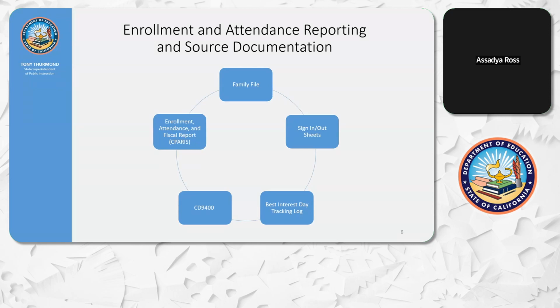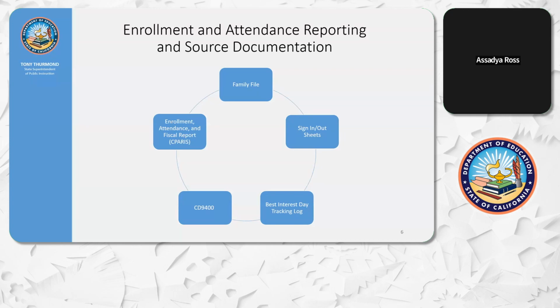So on this first slide, we have a flowchart of enrollment and attendance reporting and source documentation. Various documents are used to determine the days of enrollment and days of attendance. This flowchart illustrates how source documents feed into the EENFS reports submitted via CPARIS. Source documentation includes the family file. Within this, we are concerned with the notice of action, which is going to determine the certified time-based category that a child is enrolled under.